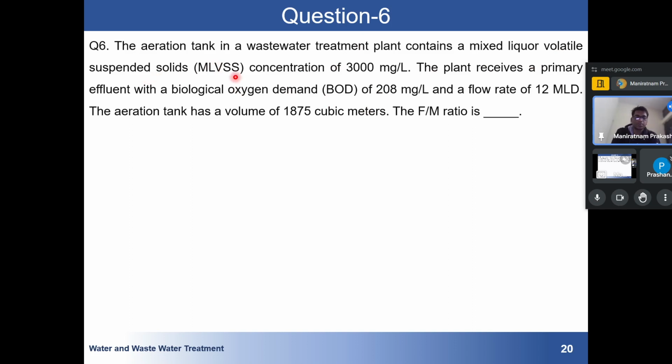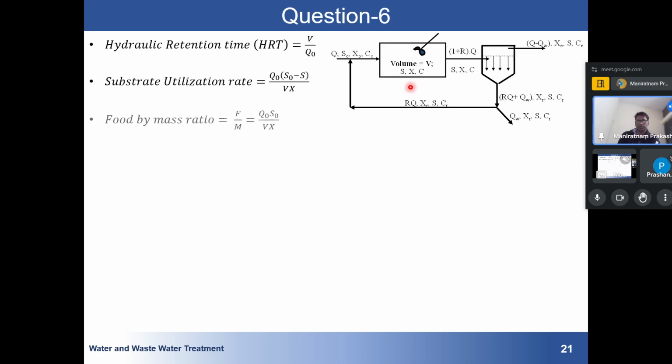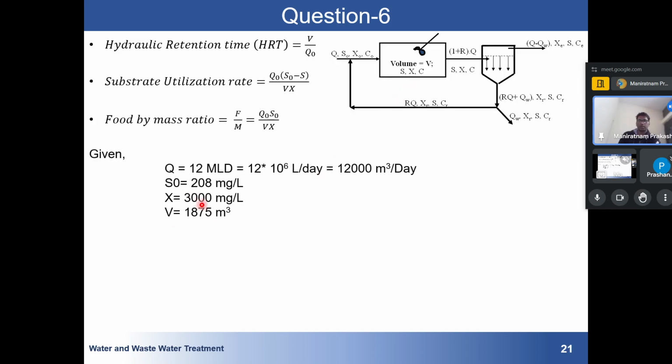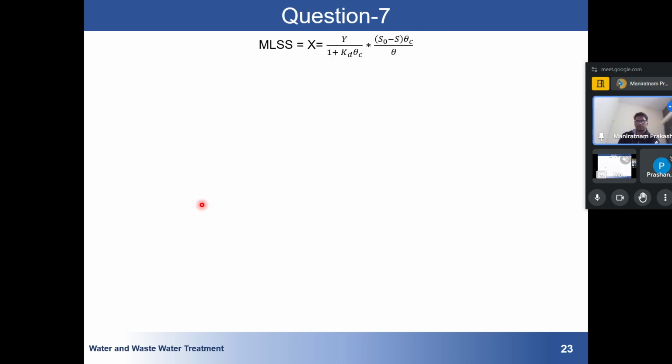This suspended solid will contain both volatile and non-volatile portions. Combined, we simply say MLSS, that is mixed liquor suspended solids. The volatile portion is around 80% and the non-volatile portion is 20%. The question is that you have to find this MLSS, which means you have to find this X.